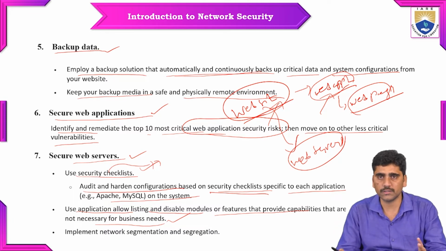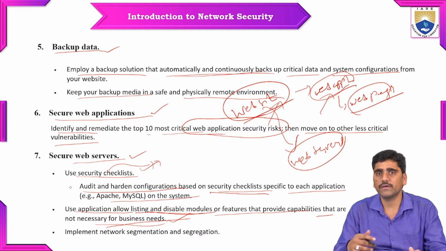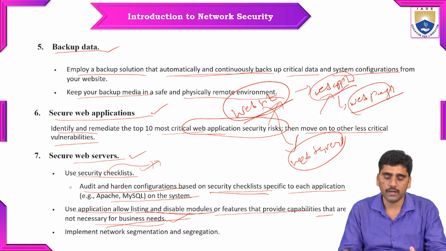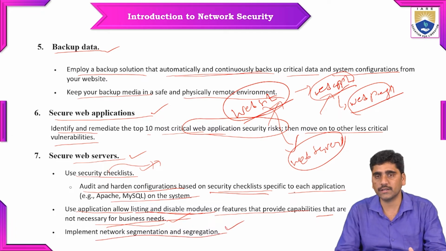Once all the details are submitted, if you want to update that data in the registration form or the login form, what do you have to do? Use application allow listing and disable modules or features that provide capabilities that are not necessary for business needs. Those are not actually necessary for business needs; they are needed for general purpose information to be safe. So for that, we have to provide some application updates, application update modules or application enable modules, and implement network segmentation and segregation.